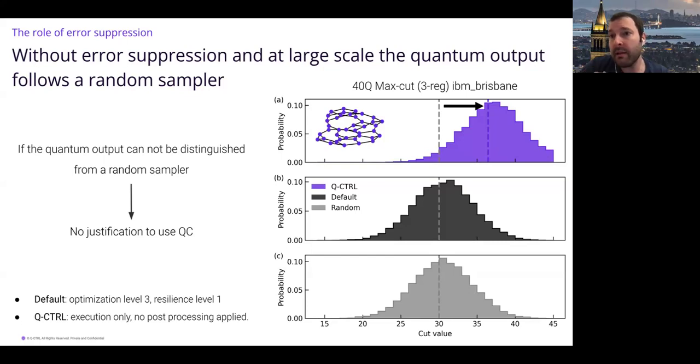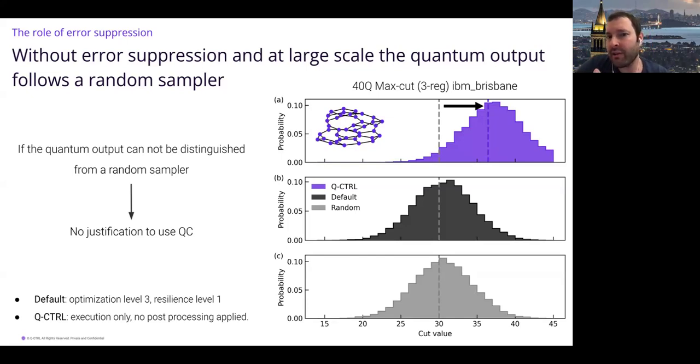And what you can see in the middle panel, this is what happens when we take the circuit as is and execute it and sample 10,000 times using the default execution on the quantum computer. Just as a reference, in the third panel, we put a completely random sampler. There is no quantum computer involved in the last part. We literally sample 10,000 random bit strings, each one of size 40, and we just plot the distribution of the cut values that we are getting there.